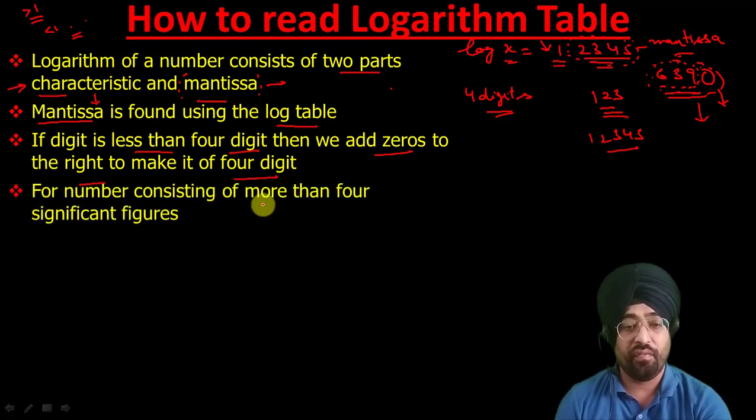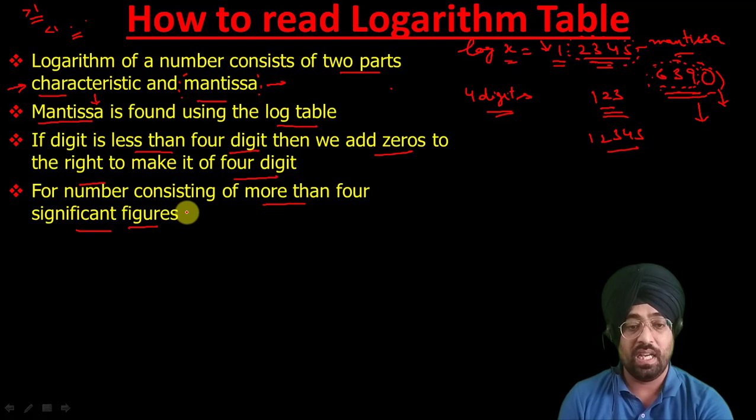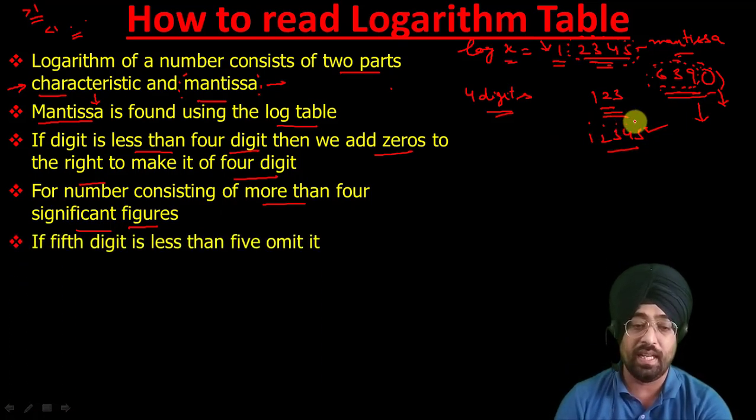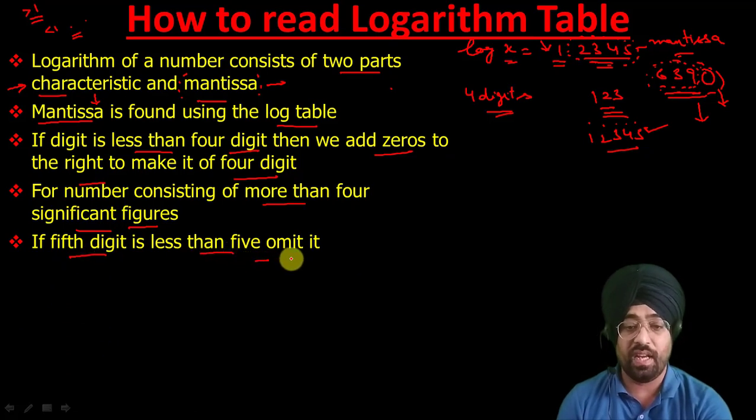But what if the number contains more than 4 significant figures? I have given a lecture on significant figures, and I have kept the link of that lecture in the description, so please go there. A number like 1 2 3 4 5 has 5 significant figures. Then what to do in that case? If the fifth digit is less than 5, then we have to omit it.